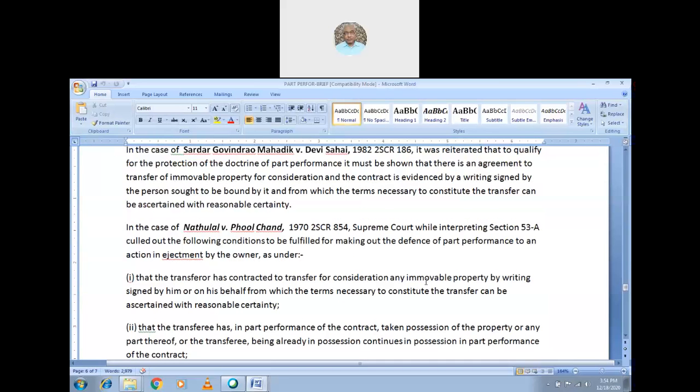In the case of Nathulal versus Fulchand, this is another case law, the Supreme Court, while interpreting Section 53A, called out the following conditions to be fulfilled for making out the defense of part performance to an action in ejectment by an owner, as under.